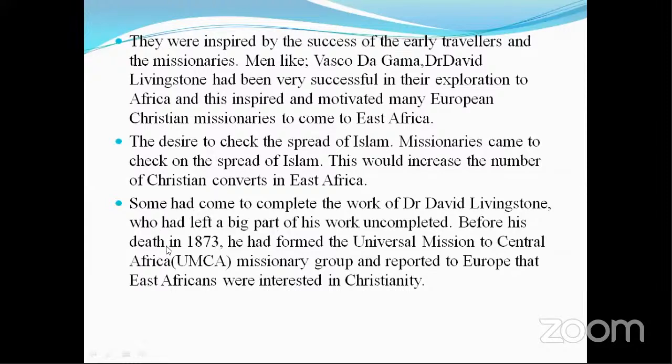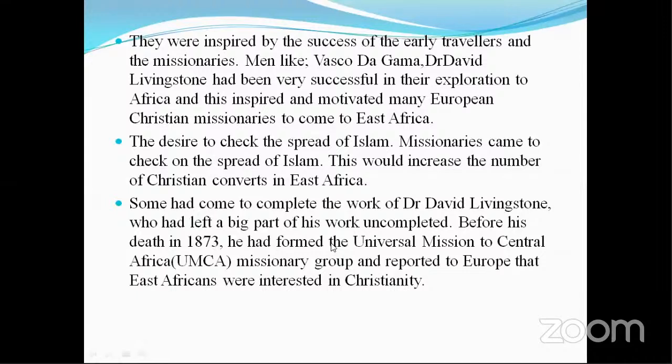Okay, now, the point we are talking about here is that some had come to complete the work of Dr. David Livingstone, who had left a big part of his work uncompleted. Before his death in 1873, he had formed the Universal Mission to Central Africa, the UMCA missionary group, and reported to Europe that East Africans were interested in Christianity. Before the death of Dr. David Livingstone, he had left in the pipeline an organization known as the Universal Mission to Central Africa.